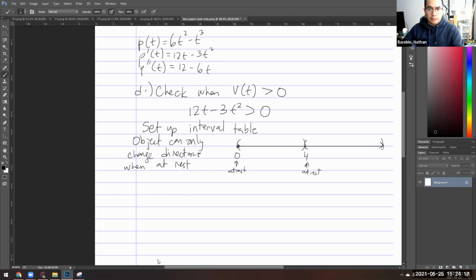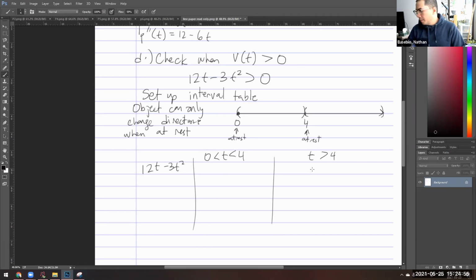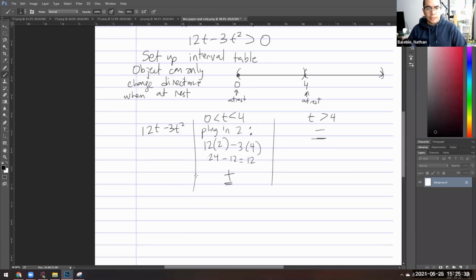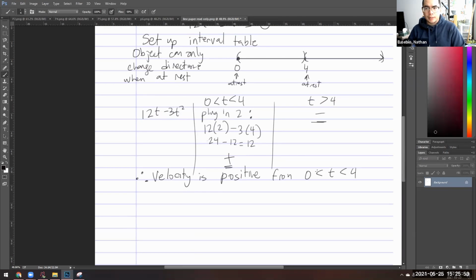So let's do our interval table. From part C, we already knew that it's moving negative because I plugged in a 5 and we saw that it's negative. For this interval, let's plug in something like 2 and see what happens. So if I go 12 times 2 minus 3 times 4, so it's 24 minus 12, it is 12, which is positive. By analyzing it according to the interval tables, velocity is positive when time is in between 0 and 4.